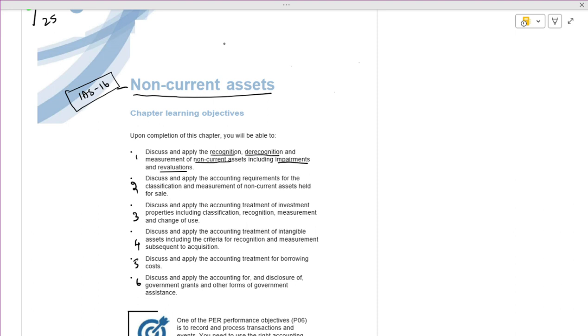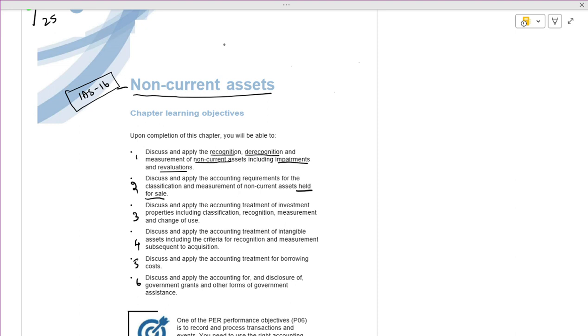The second part is the accounting requirements for non-current assets held for sale. There are very specific conditions, which we covered in one of the previous lectures, under which we say that these assets are held for sale, and only then do we identify them under that category. That is objective number 2.